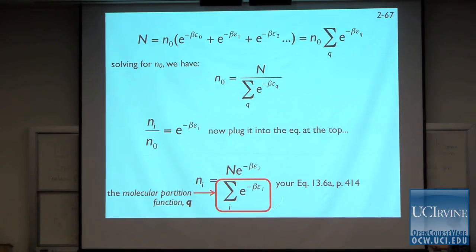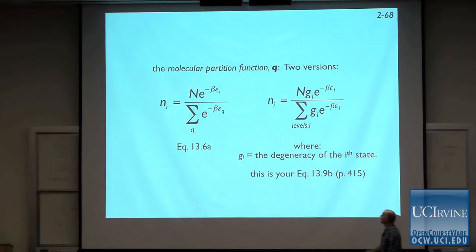Okay, so this is the molecular partition function for that particular case that we're talking about, where we've got evenly spaced states in a ladder. This is the partition function for that case. The molecular partition function, we usually call it Q. There's two versions, it turns out. There's a version that contains the degeneracy G. The degeneracy is the number of molecules that have the same energy in a particular state.